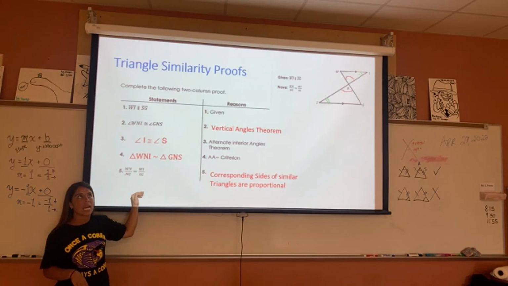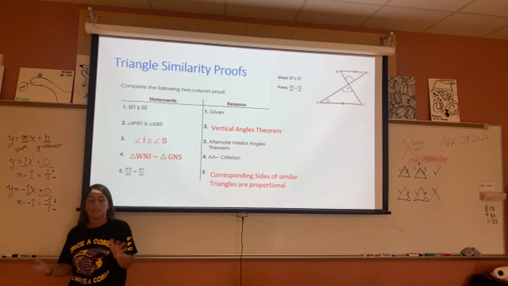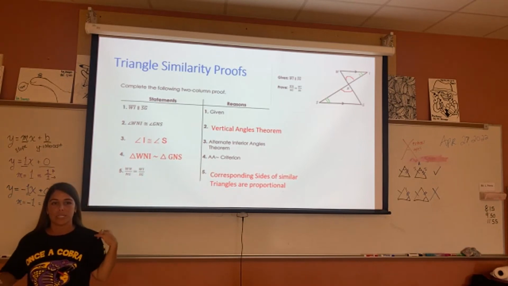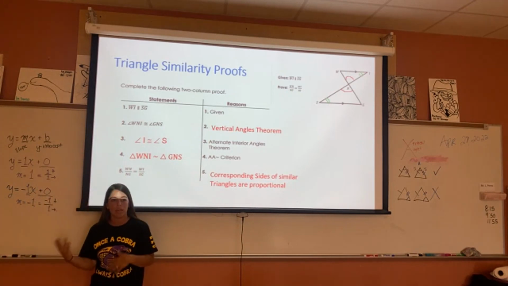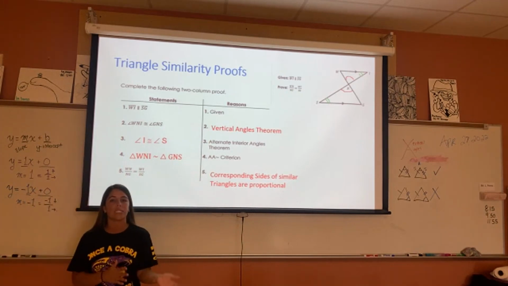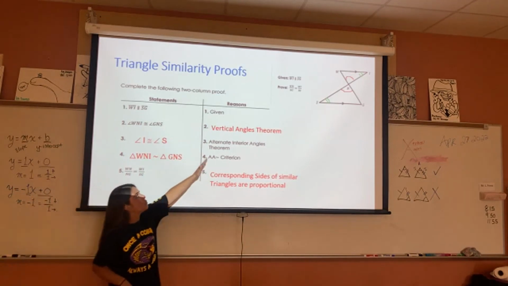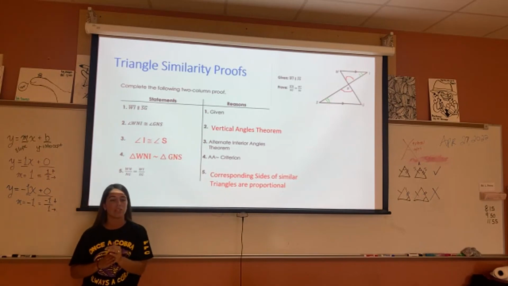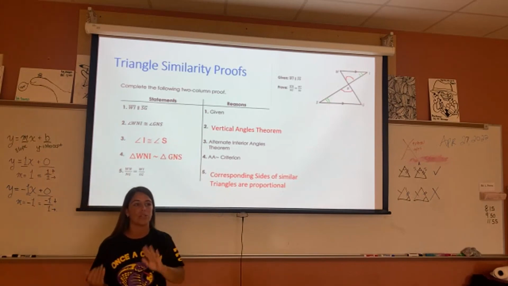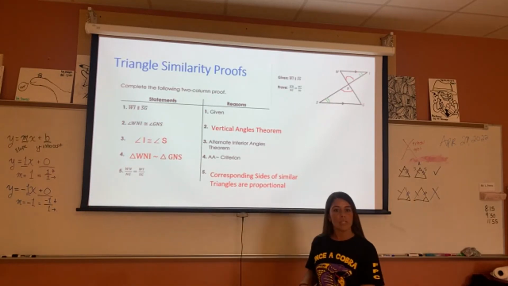If here they had said, prove angle W is congruent to angle G, we would have just said the corresponding angles of similar triangles are congruent. So again, that's true for all triangles. If two triangles are similar, their angles are congruent, their sides are proportional. That is a fact. You don't need to give a theorem or prove it. That is true. If two triangles are similar, their angles are congruent, their sides are proportional. Questions on this one?